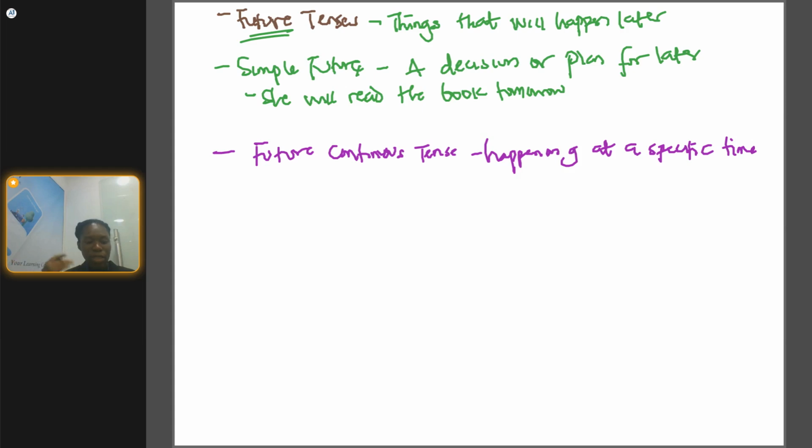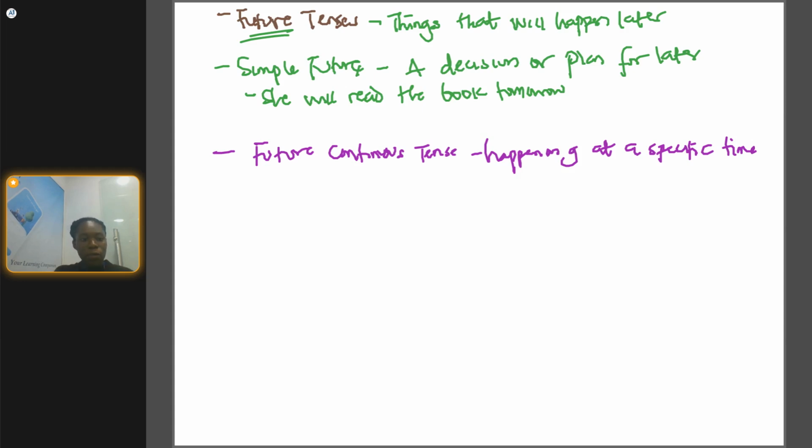So you can use examples like she will be reading or she will be watching a movie at 8 p.m. today or at 8 p.m. tomorrow. Something happening at a specific time in the future. That's the future continuous tense.